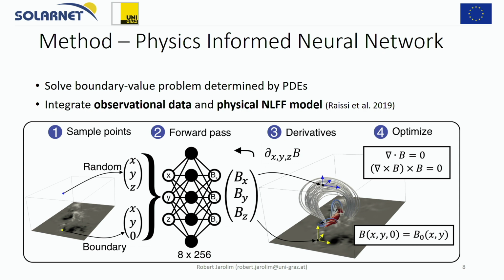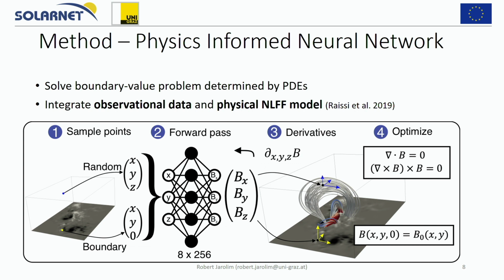So remember, we are not solving a general task here, but just a single problem. We only have one observation, and we want to find the corresponding magnetic field in this simulation volume. So we apply this for each individual case separately. We start by sampling points first.